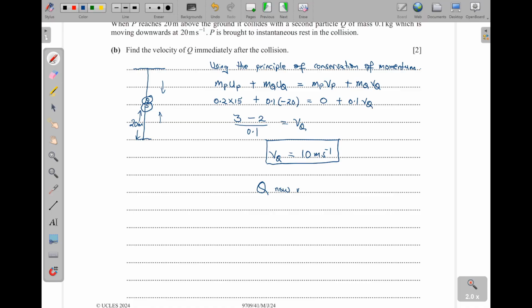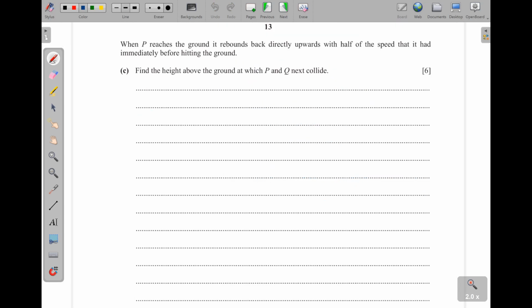Q now moves upwards with a speed of 10 meters per second, okay? Because this one is negative and now this one is positive, that is an opposite direction movement. When P reaches the ground, it rebounds directly upwards with half of the speed that it had immediately before hitting the ground. And then they are saying part C, find the height above the ground at which P and Q next collide.